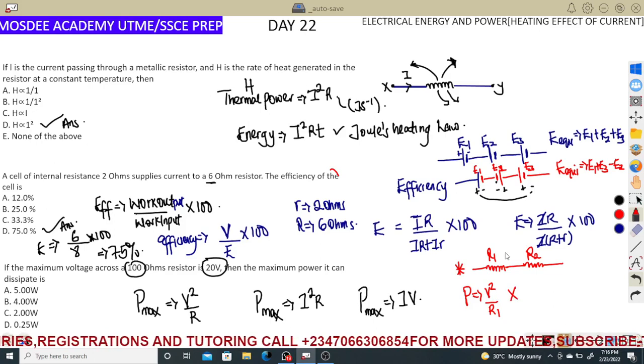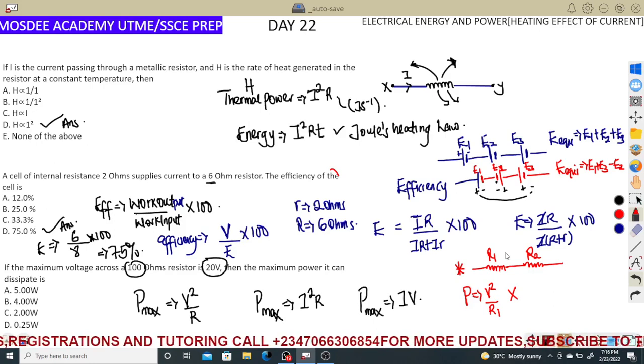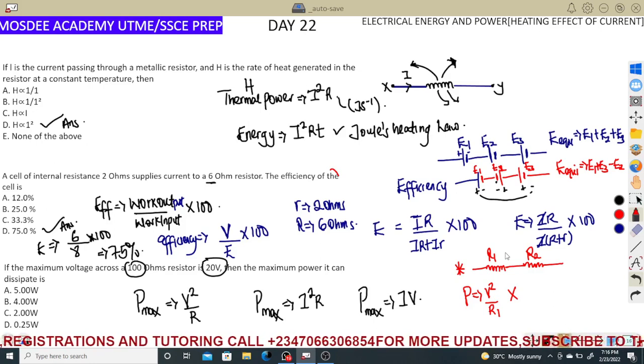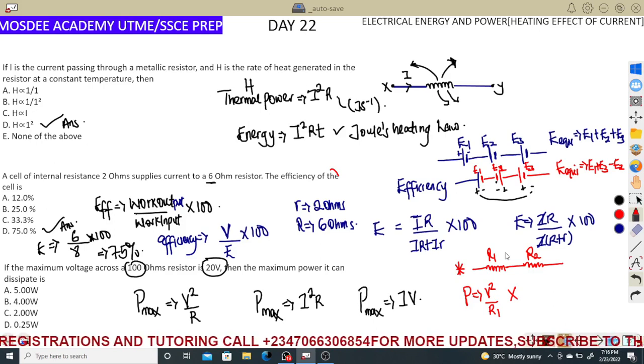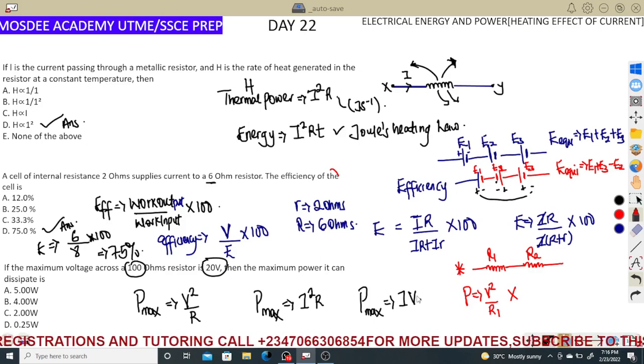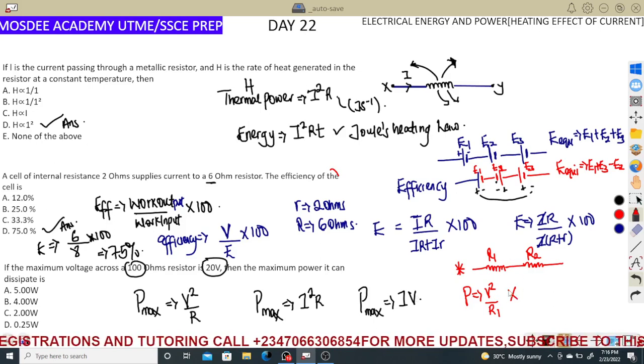Why is because when you have a series arrangement of cells or whatever circuit you call it, you are going to see that the same current is going to pass through them, but different PD will pass through them. So you can't say the power is equal to V squared over R. It does not work there.